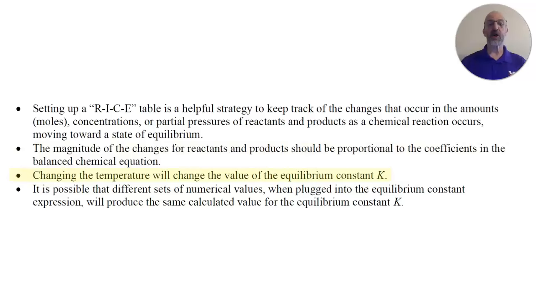Changing the temperature will change the value of the equilibrium constant K. And then finally, it is possible that different sets of numerical values, when plugged into the equilibrium constant expression, will produce the same calculated value for the equilibrium constant K. So there is not a unique set of numbers that will lead to the numerical value of K. Different sets of numerical values will achieve equilibrium and therefore be equal to the value of the equilibrium constant.